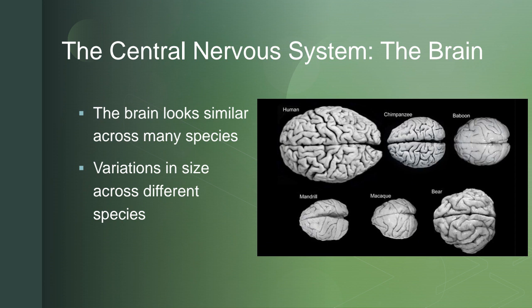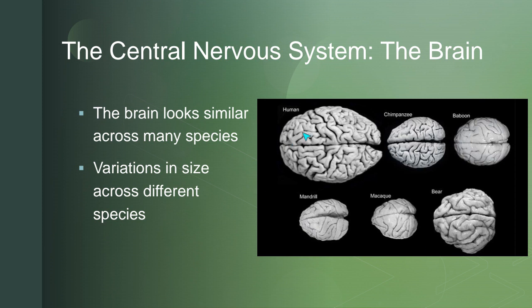And it looks quite different across different species. So I've got on the slide the brains of some different species. There are some important differences, but very many similarities between the brains of many different species. So we've got a human, we've got a chimpanzee, we've got a baboon, we've got a mandrill, we've got a macaque monkey, we've got a bear. So differences in size for sure.